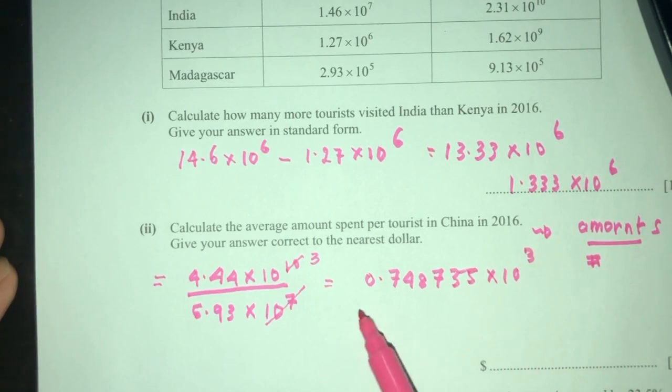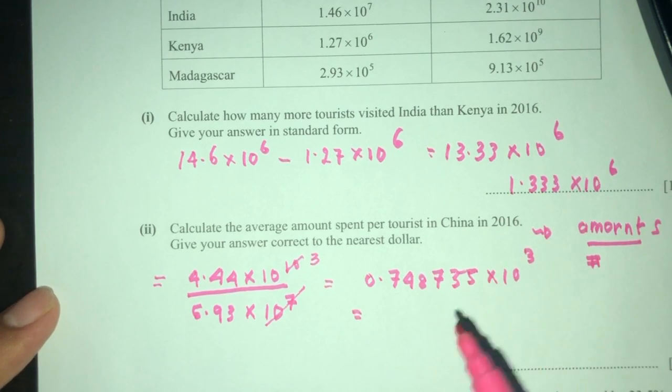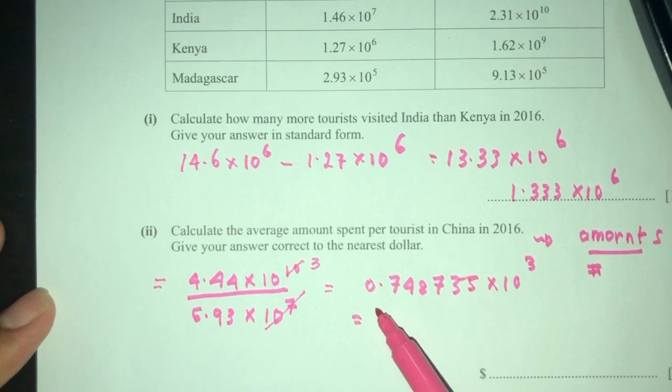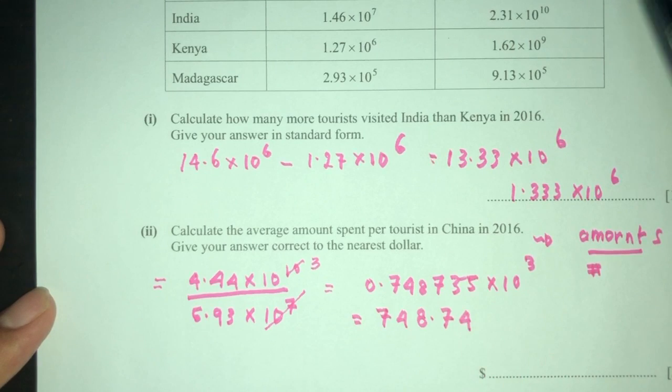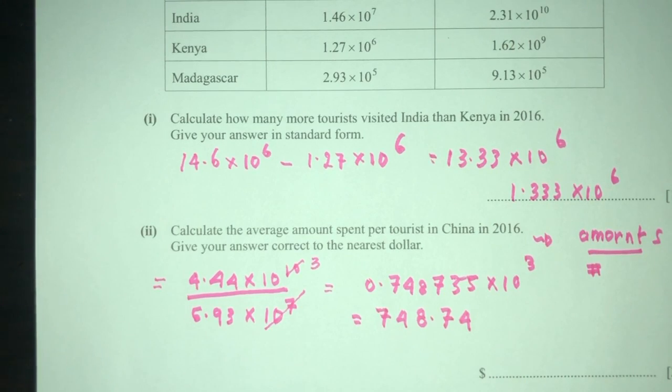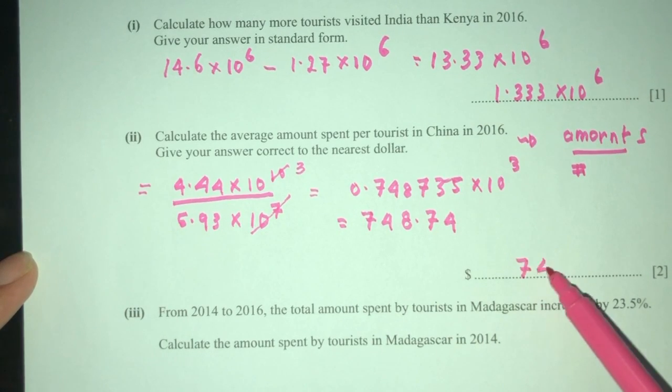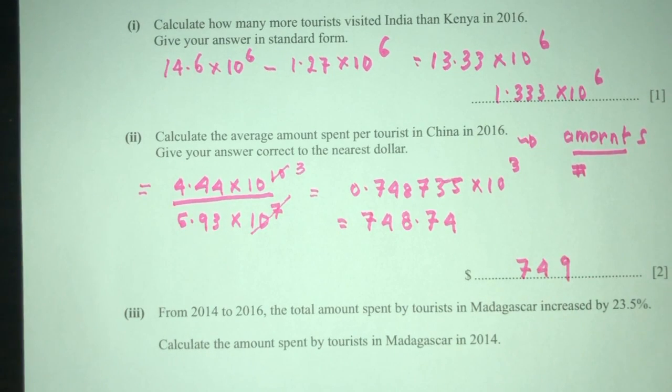Now we can definitely simplify this, moving 3 spaces because we have 10 power 3 right here. So 1, 2, 3. That should be 748.74. Now again, we have to provide the answer correct to the nearest dollar. So that should be 749 as your answer. That will be question part 2.